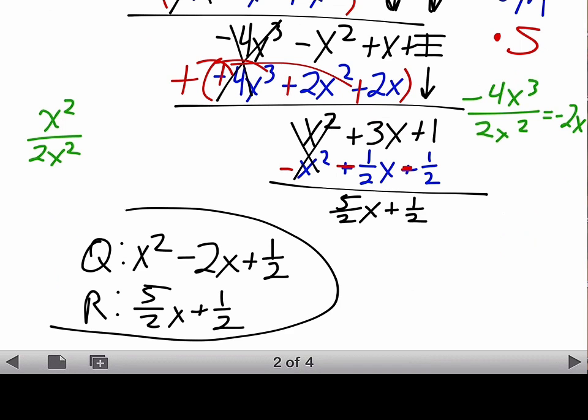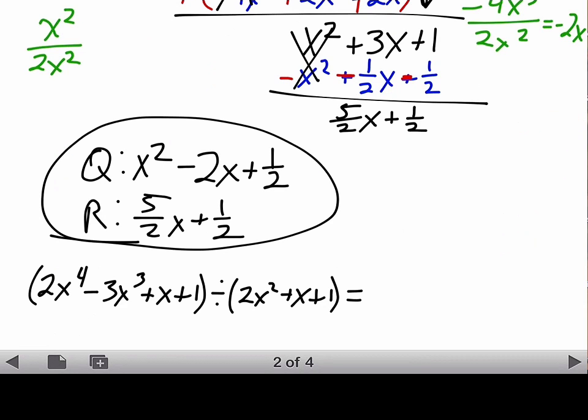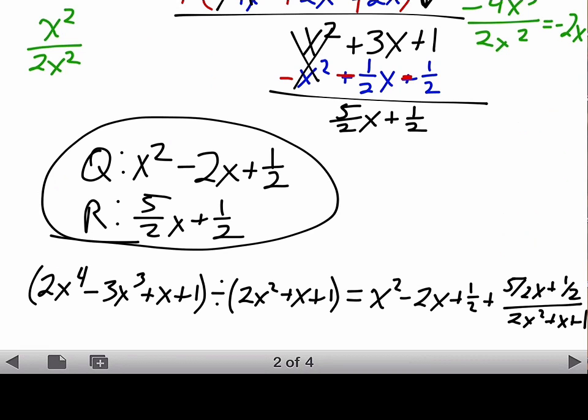That could be one way I'm asked to express the answer for a textbook homework problem or on a test. Another way could be to say, when I divide, let me rewrite the original problem here. It could be that I want to express the division as you saw above, the quotient x squared minus 2x plus 1/2 plus the remainder 5/2 x plus 1/2 over the divisor 2x squared plus x plus 1. That could be an acceptable form for an answer if that's what I'm asked for.